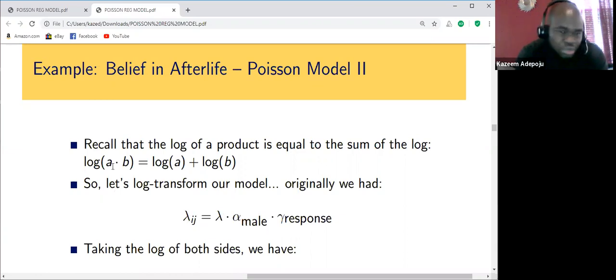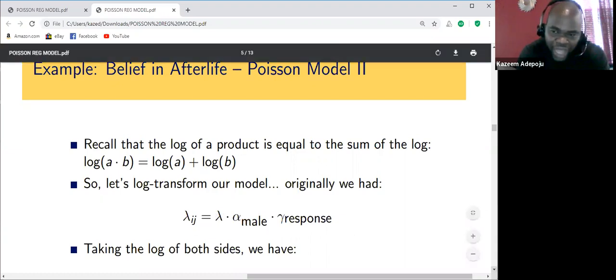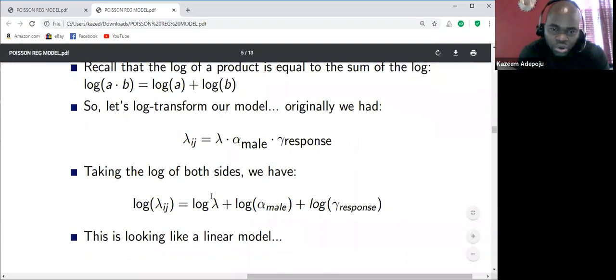And when I take the log, I'm going to use the law of logarithms. Remember what you did in high school? The log of A multiplied by B is log A plus log B. So if I take the log of this, this is what I'm going to have. Taking the log of both sides, you get the log of this plus the log of that plus the log of that. Now that you have plus, you have an additive structure, and it looks like a linear model. Can you see that now?